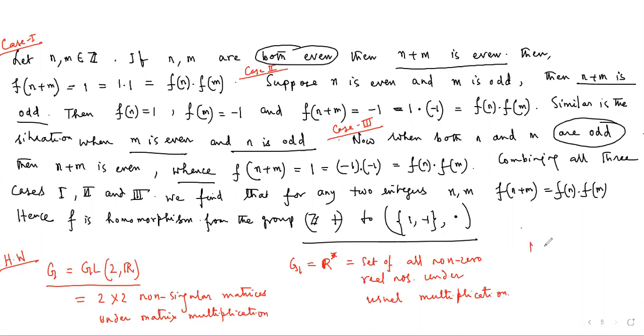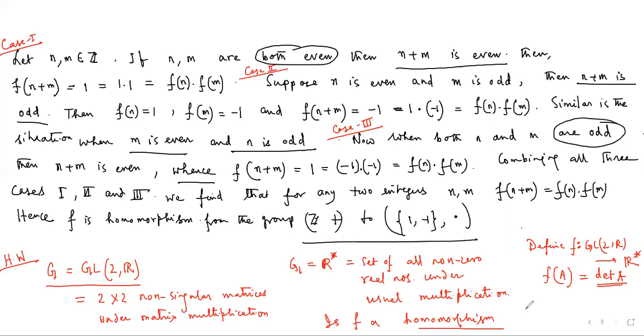Define f from GL2(R) to R star by f(A) equals determinant of A, where A is a 2 by 2 matrix. Is f a homomorphism? This is one question. Try to do this. Another example I'm giving you, which you can do as homework.